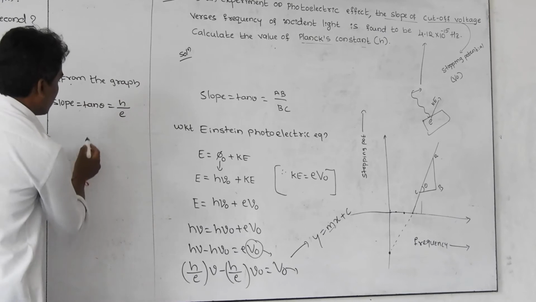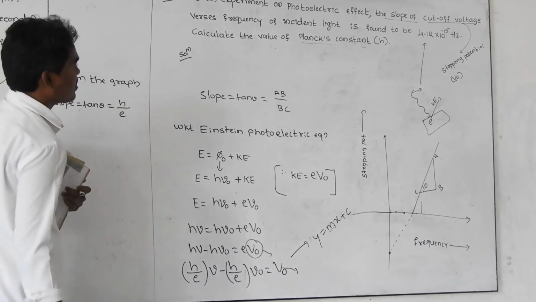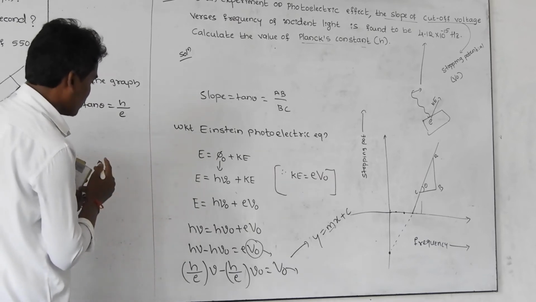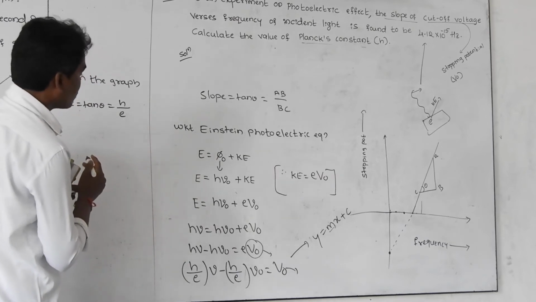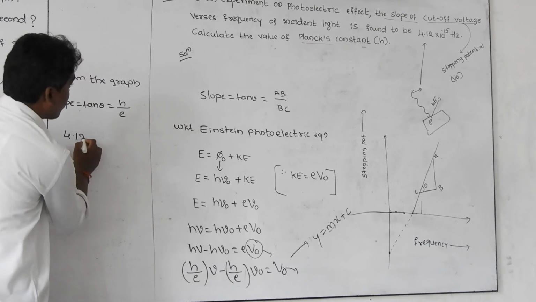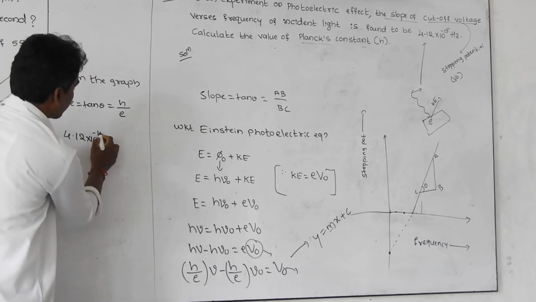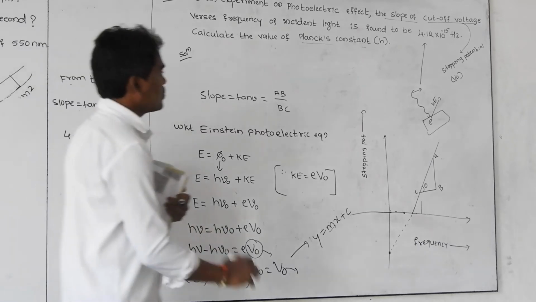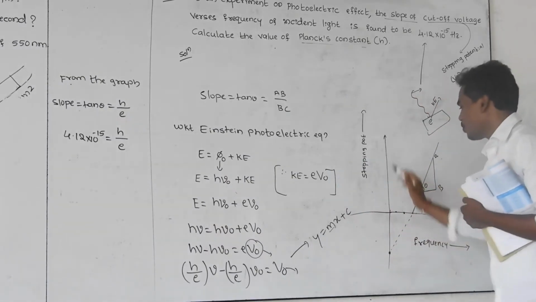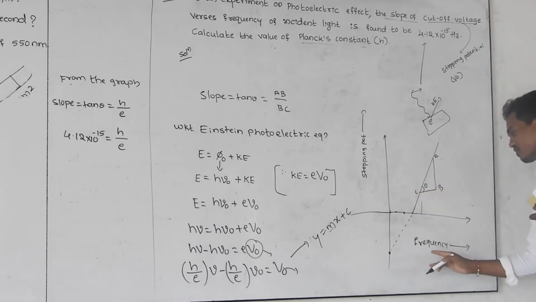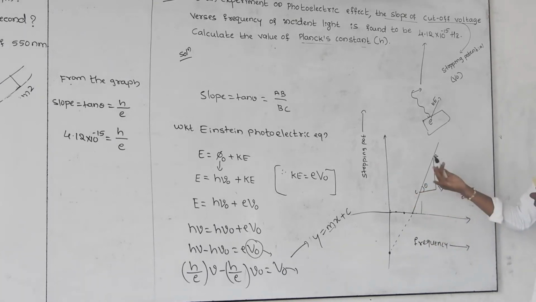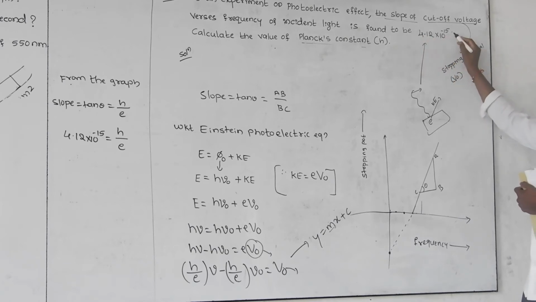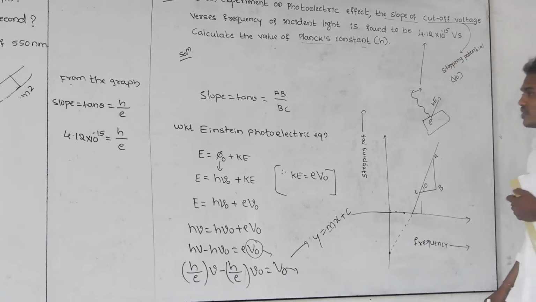Here, the slope value he has given in the equation, that is our frequency value, is 4.12 into 10 to the power of minus 15. This is equal to h by e. Whenever you plot the graph between stopping potential and frequency, find out the slope value. After calculation, the slope value becomes 4.12 into 10 to the power of minus 15.